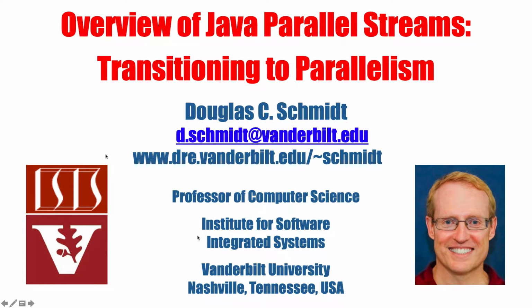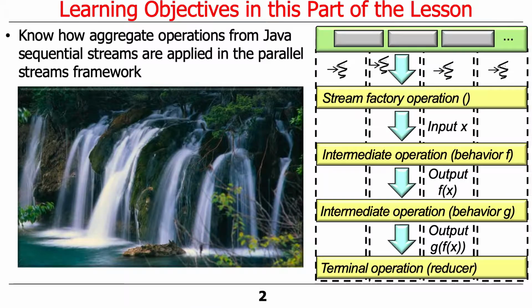So now that we had a chance to talk about the various parallelism frameworks in Java, it's time to start talking about the parallel streams framework, which will be the first of the 3 frameworks we're going to cover. And I want to begin by describing what the aggregate operations are in Java's sequential streams, which we talked about before, in the context of our SearchStreamGang program. And we'll see how that can be applied in the parallel streams framework.